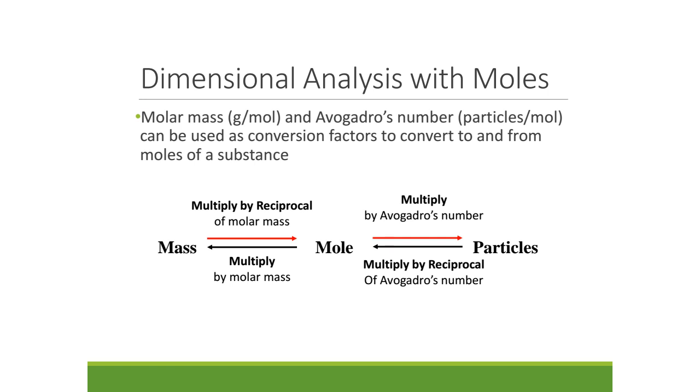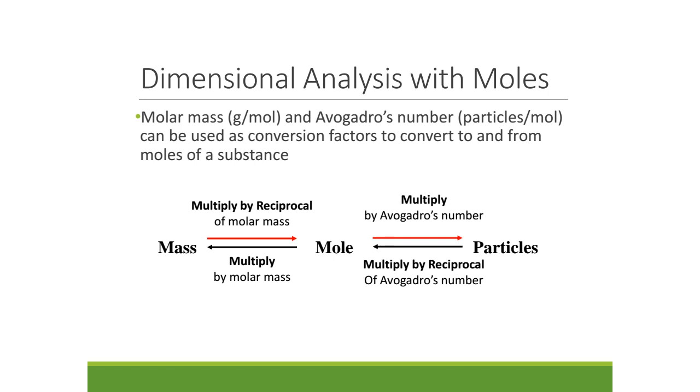And once you have that copied down, make sure you just pay careful attention to the direction of these arrows. So if you're starting with mass, so if I gave you a measurement of 2 grams of something and we wanted to convert that into moles, to get from mass to moles, you need to multiply by the reciprocal of the molar mass.